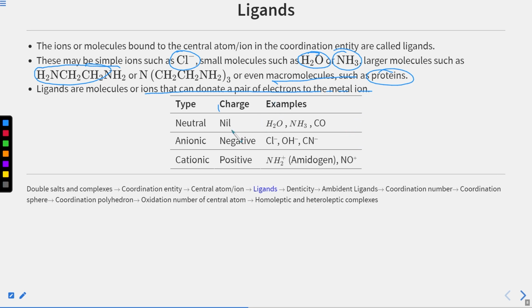If we talk about their classification, they can be of three types: neutral, anionic, and cationic. This classification is on the basis of the charge they carry. If they are neutral, it means they have no charge. The examples are H2O, which we know is a neutral molecule by the balancing of charge, NH3, and CO. So all these three are what? Neutral molecules. If I talk about anionic, that is containing negative charge, then we have the examples of Cl minus, OH minus, and CN minus. So all these three are what? Negatively charged. Then we can have cationic, positive charge, that is NH2 plus or NO plus. So these are the classifications of our ligands.